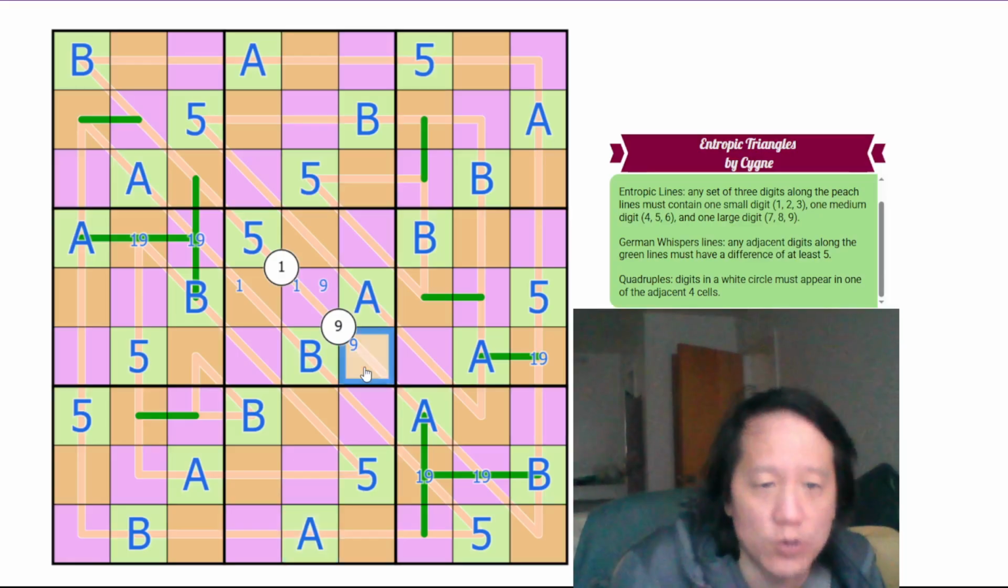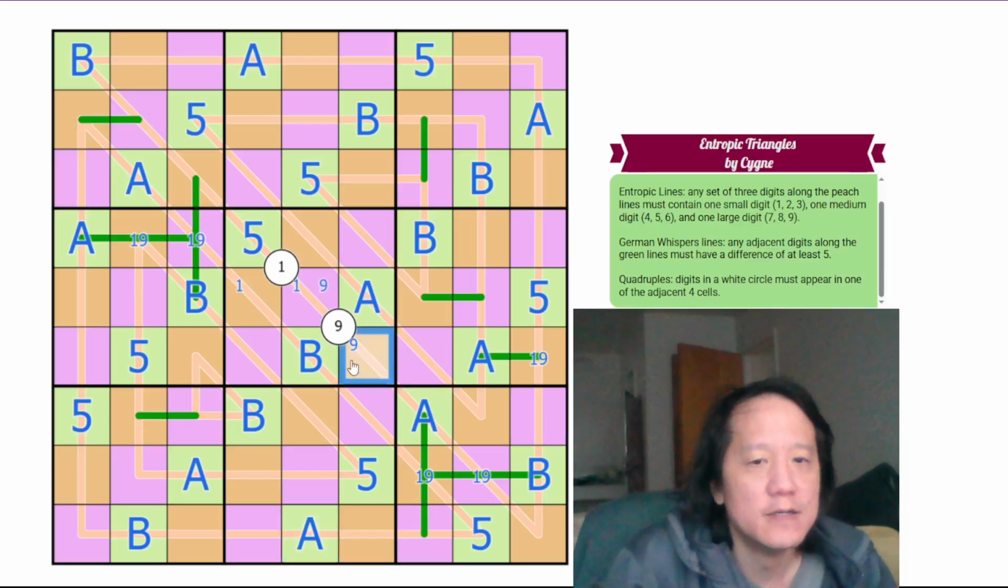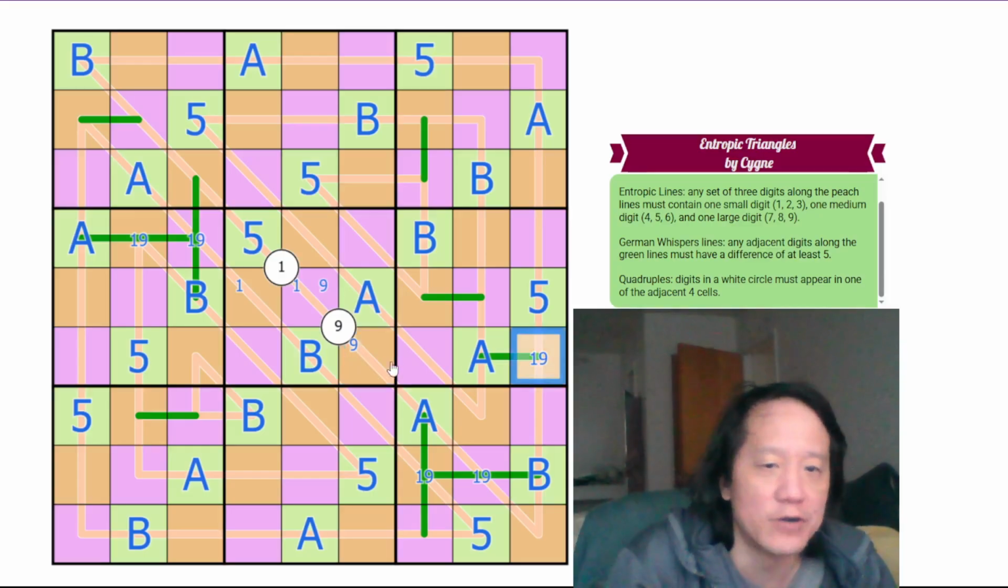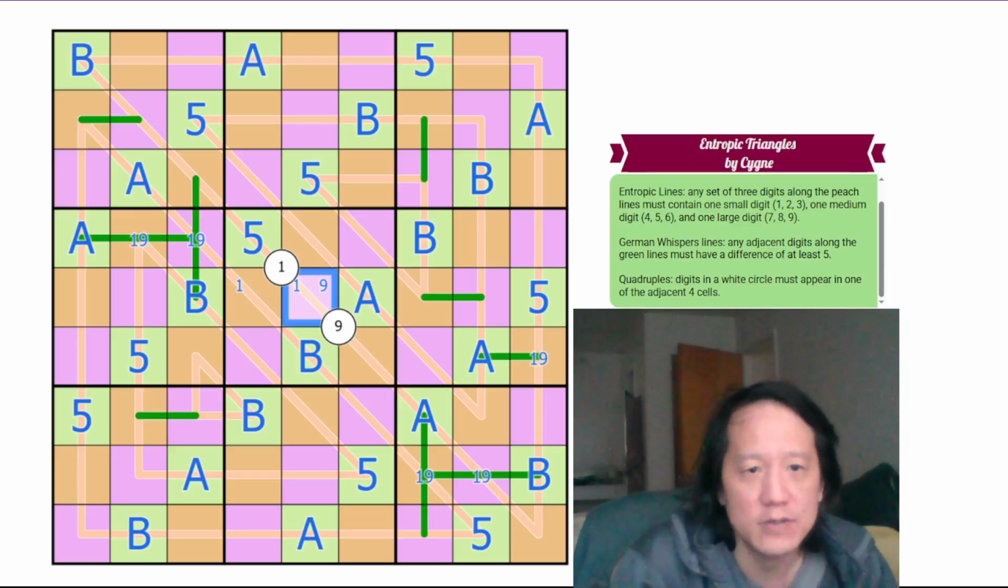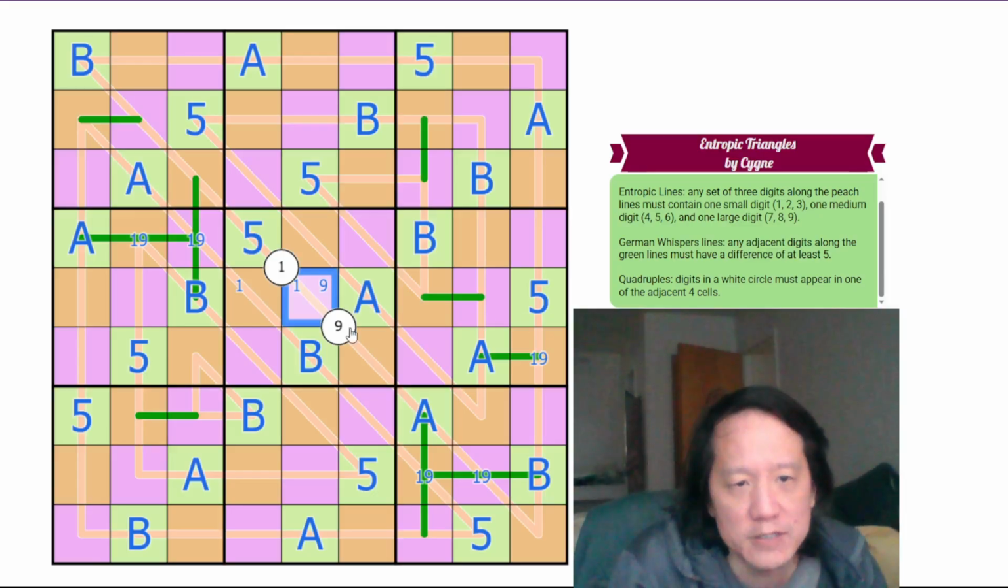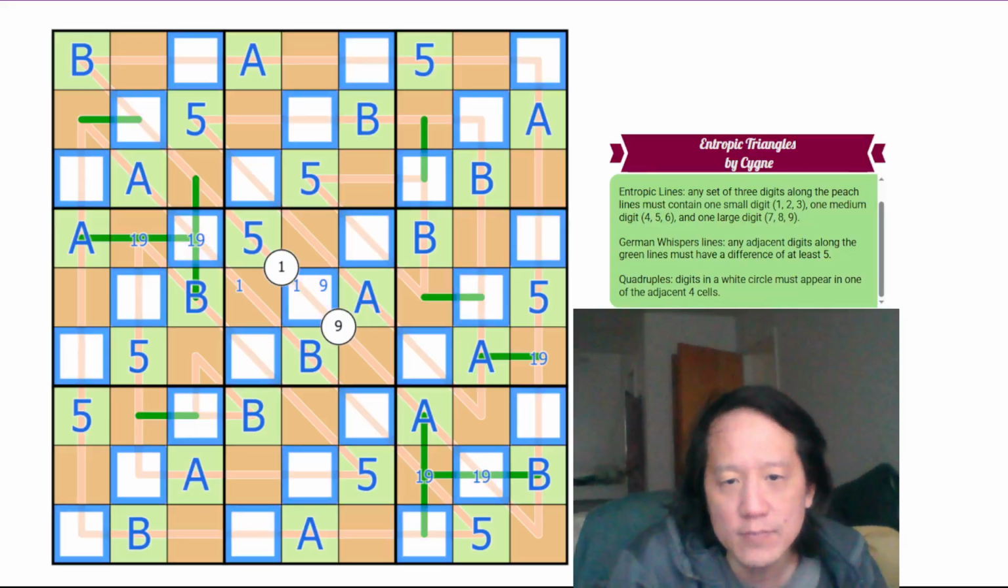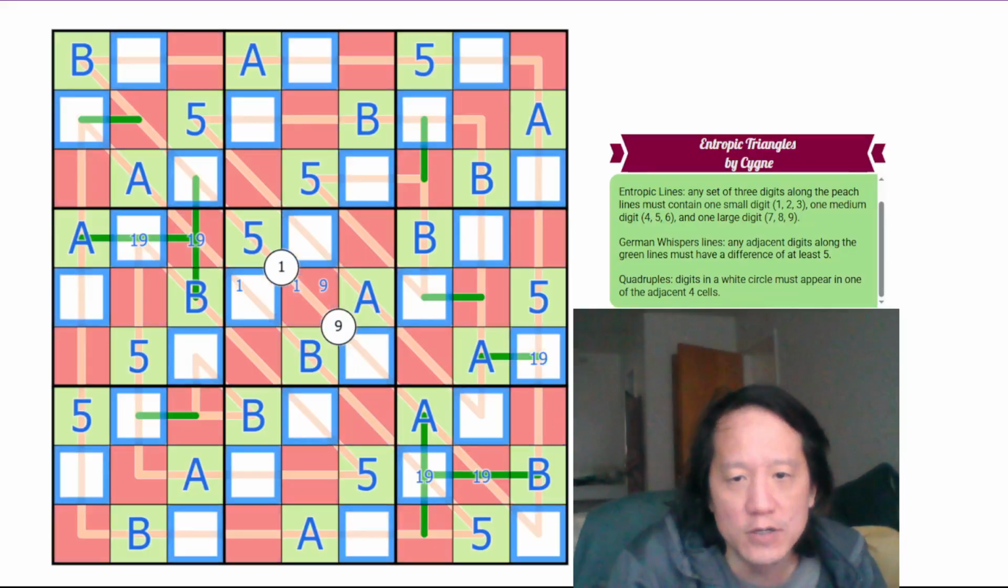If this were to be a 9, the problem is that would force this to be 1, and 1 and 9 are not in the same set. So this cannot be 9 here, which means 9 has to be here. So this is 9. So pinks are high, and oranges are low.